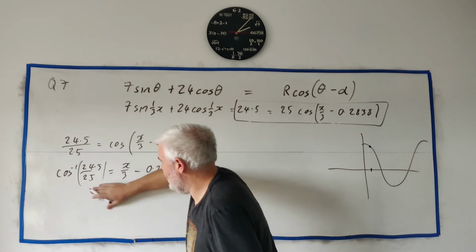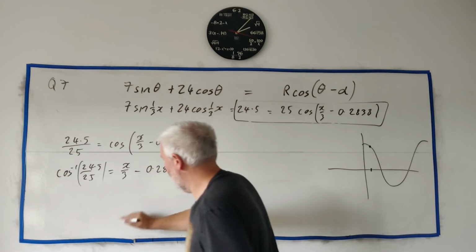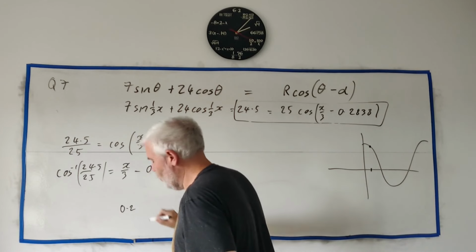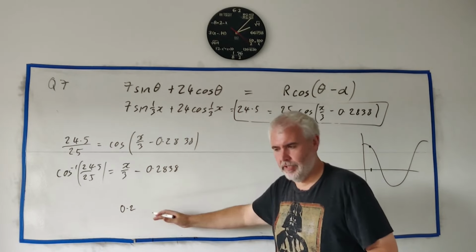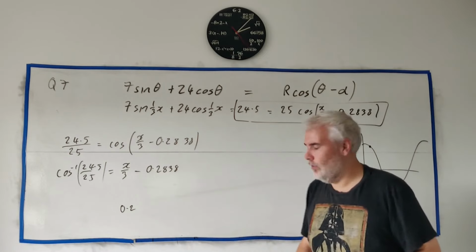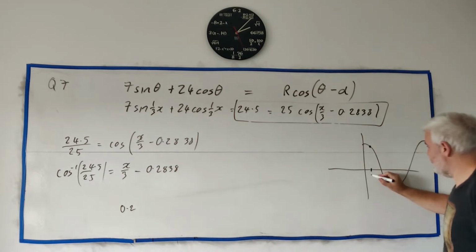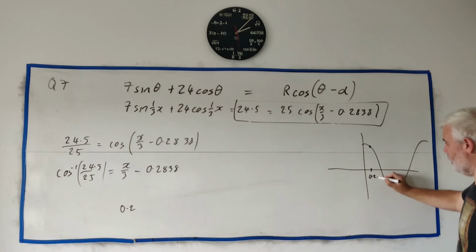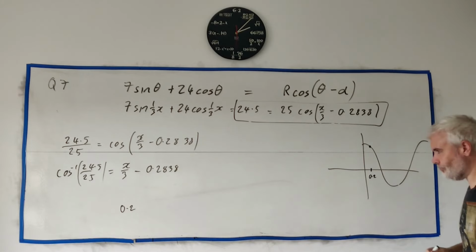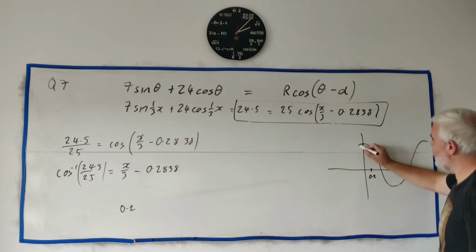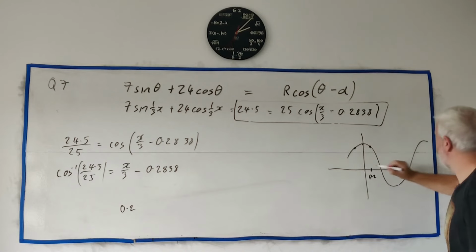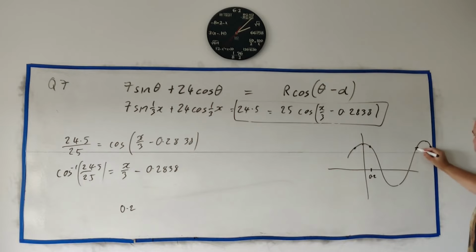Let me write them all down here. It'll give you 0.2. I think it's 0.2000 something. Definitely rounds off to 0.2. That's this. That's 0.2 in radians. But I want you to remember your calculator is stupid. There's actually more answers. There's lots more.